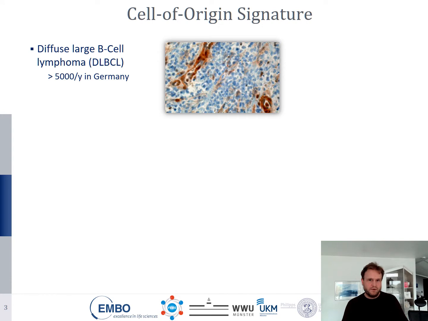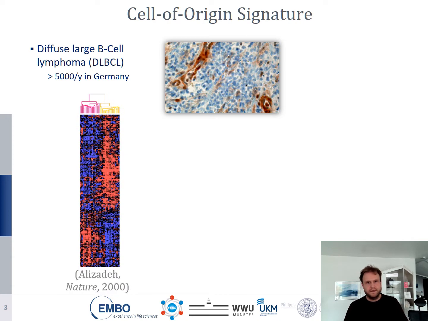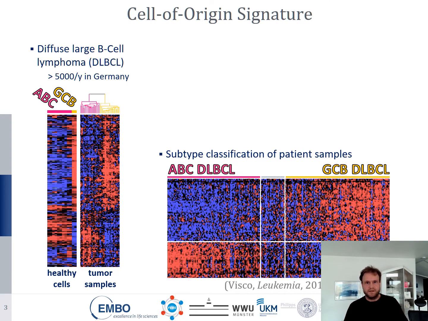Let me give you an example of an important signature for diffuse large B-cell lymphoma, which is a disease where, unfortunately, there are alone in Germany 5,000 new cases each year. And if untreated, it ends deadly. Already in 2000, Alizadeh and others found a pattern by hierarchical clustering, and by comparing this with healthy activated or germinal center B cells, they distilled a signature which can be used to sort patients, as done here by Visco and others in 2011, from ABC-like to GCB-like DLBCL.